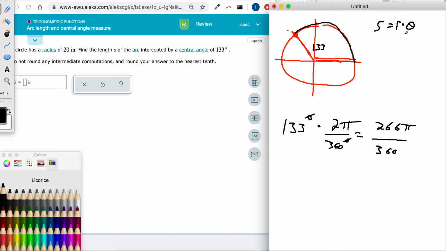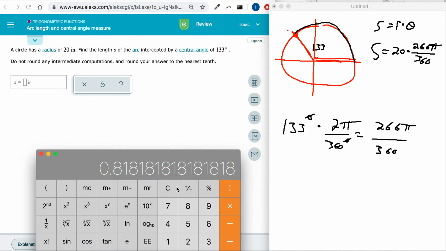So now that we have it in radians, now we can plug things in to find out what S is, what the arc length is. Just the rest of this, since they want it as a decimal to the nearest tenth, is just plugging it in your calculator carefully, okay? So on my calculator, I'm going to do 20 times 266 times pi, just a rough approximation, and then divide by 360. So 46.4.